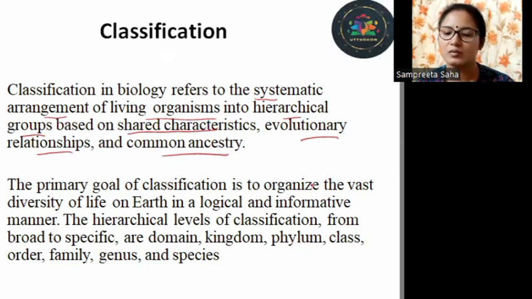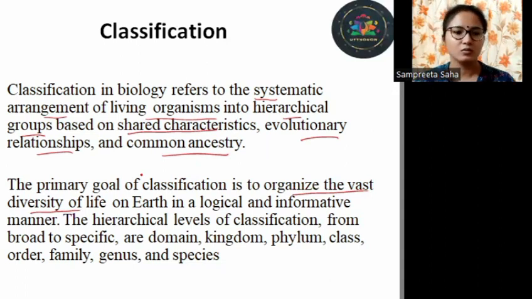The primary goal of classification is to organize the vast diversity of life on Earth. So why are we classifying? We are classifying to make the study of organisms, the study of life forms, easier. Because as I mentioned, according to NCERT, there are 1.7 to 1.8 million organisms living on the earth. So studying them individually is impossible. That is why we are classifying. We are putting them into groups and we study the groups. And it also makes the study of newer organisms easier.